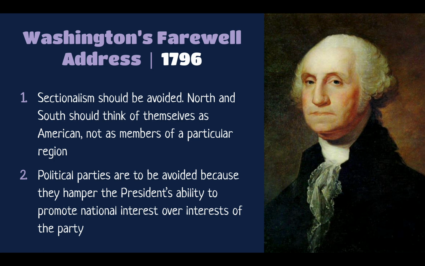So when George Washington, America's first president, was leaving office in 1796, he mentioned some issues related to sectionalism. He was concerned that sectionalism would become a problem in the United States, that it should be avoided, and that Northerners and Southerners should think of themselves primarily as Americans, not as people from a particular region. And he was also concerned that political parties would be problematic because they would make it difficult for the president to promote the issues and the interests of the entire nation rather than the interests of his or her own political party.